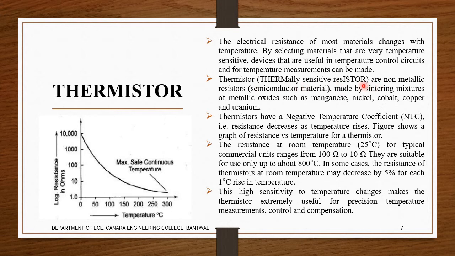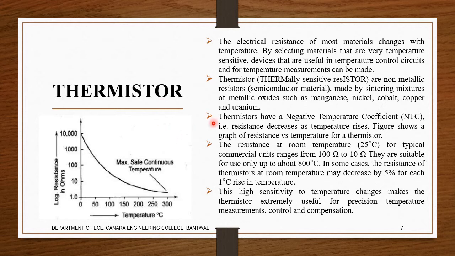They are usually non-metallic resistors, that is, a semiconductor material made by sintering mixtures of metallic oxides such as manganese, nickel, cobalt, copper and uranium. All these materials are provided in oxide form and made into the thermistor. There are different types of thermistors depending on their sizes, which we will be discussing.